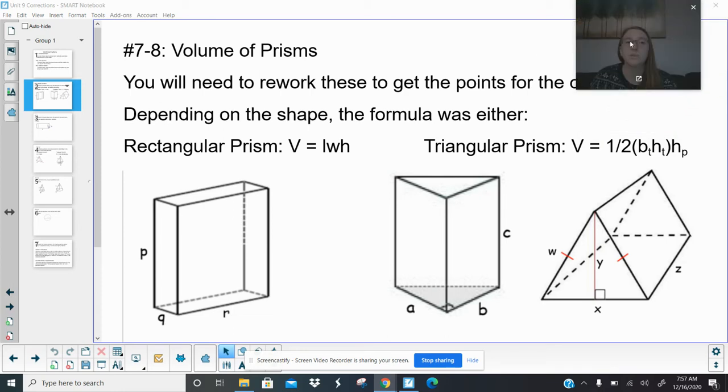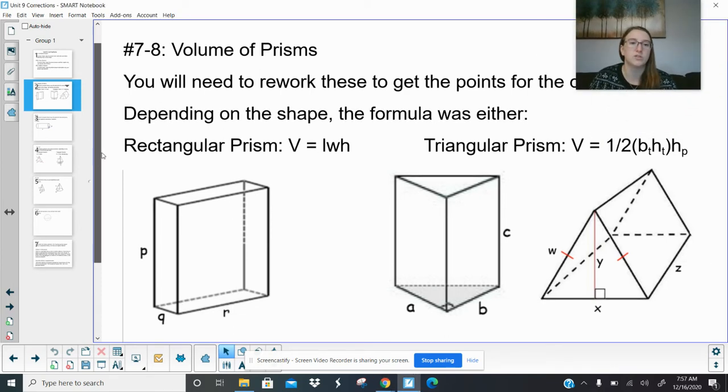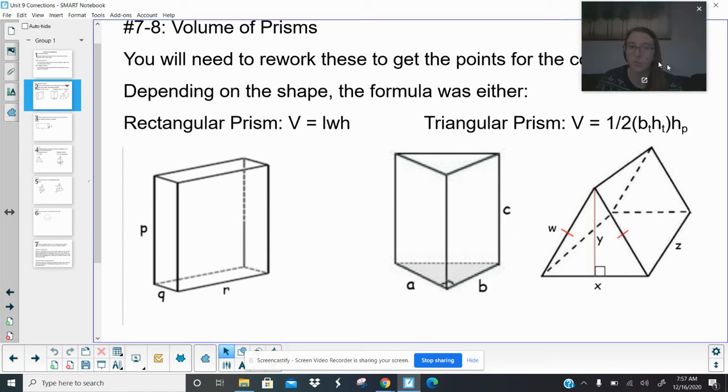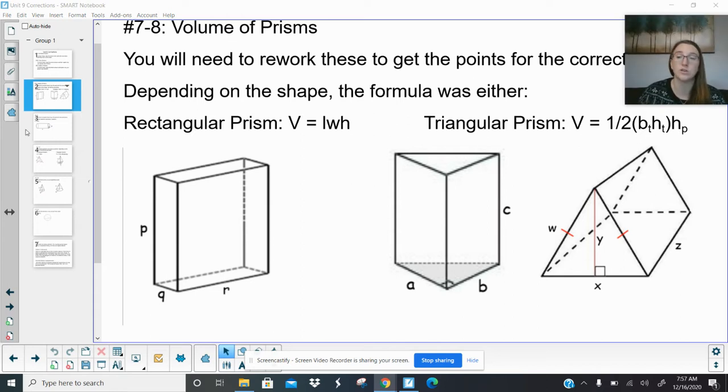Okay, 7 through 8. These 2 were volume of prisms. These were the 3 possible pictures you could have gotten, so I'm showing you depending on what your 2 questions were. You do need to rework these. From here on out, the rest of these require work, so make sure you rework them. Depending on the shape, if you got this one, this was your formula. A lot of you were picking the wrong formula, because literally all you had to do for this question was multiply these 3 numbers together. And that's it.